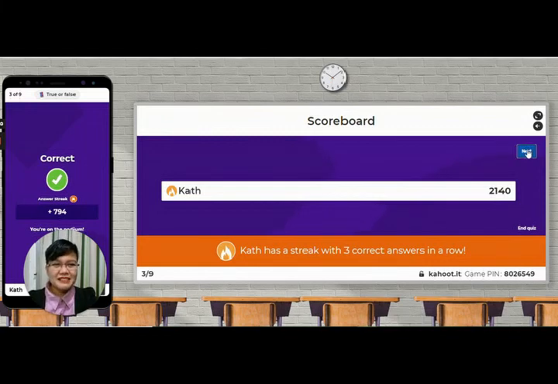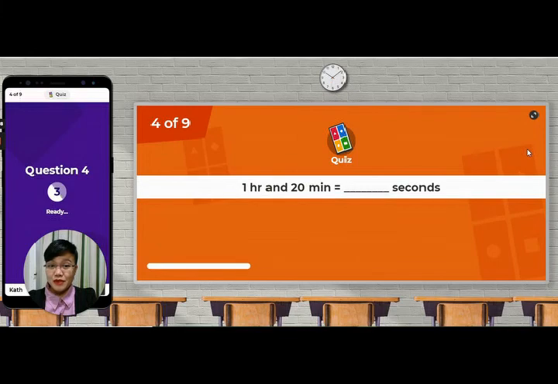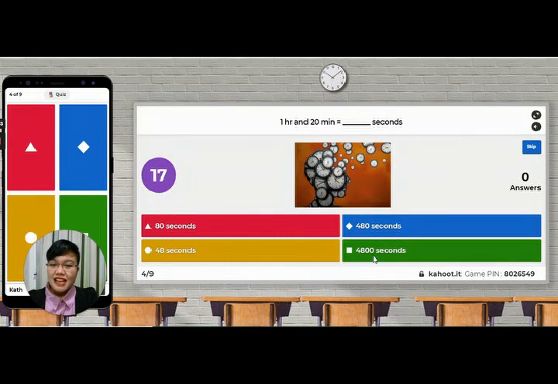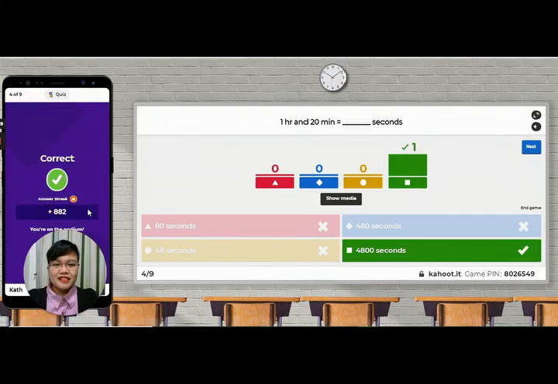Next, we have question number 4. 1 hour and 20 minutes is equal to how many in seconds? I would say that would be 4,800 seconds, I hope. Well, yes, that is correct. 4,800 seconds. I hope you already mastered conversion of units for you to be able to know that it is definitely 4,800 seconds.